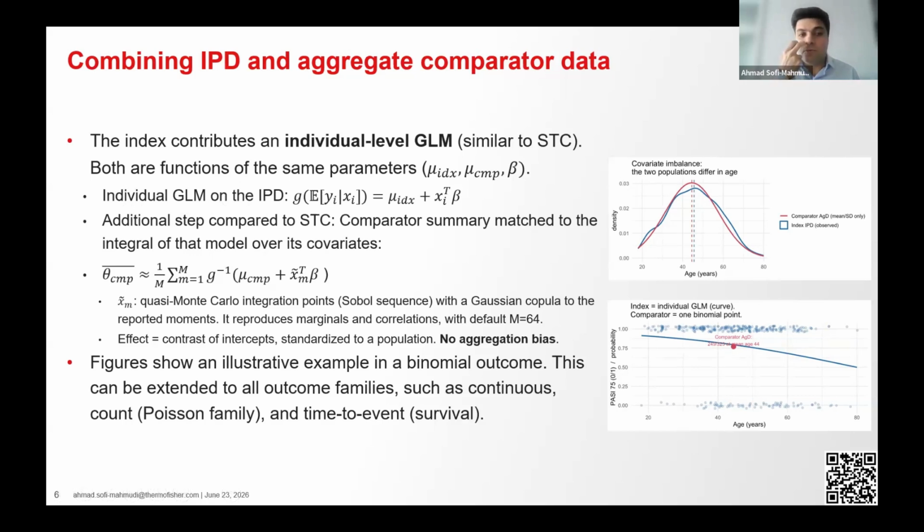How do we do that? We use quasi-Monte Carlo integration points using a Sobol sequence. And if we have more than two covariates, we use a Gaussian copula and then match that to the reported moments. The effect will then simply be the contrast of intercepts standardized to that population. This way, the aggregation bias, which can be seen in the usual conventional STC and MAIC, is also relaxed.